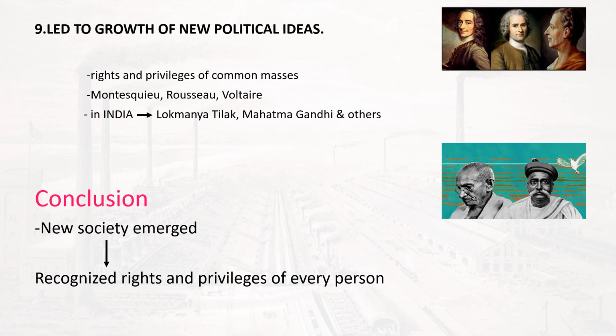In conclusion, let us see that all this led to emergence of a new society, a society which recognized rights and privileges of every person, that every person is free, every person can enjoy freedom, every person can enjoy his life. This type of thinking began to spread. It made the people happy. So Industrial Revolution was a positive thing that happened in the world. Therefore, it is called revolution.